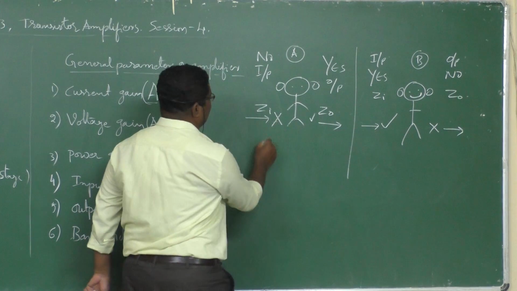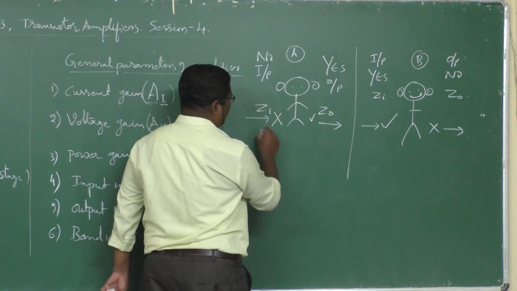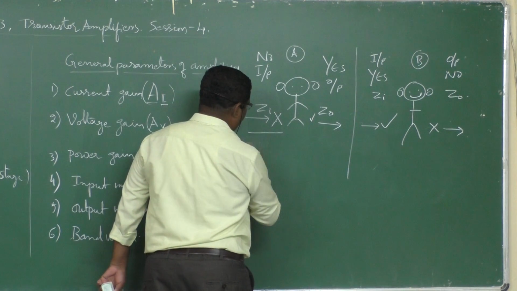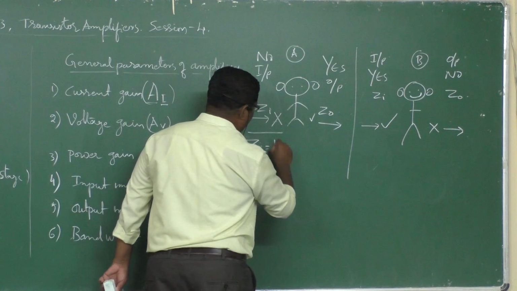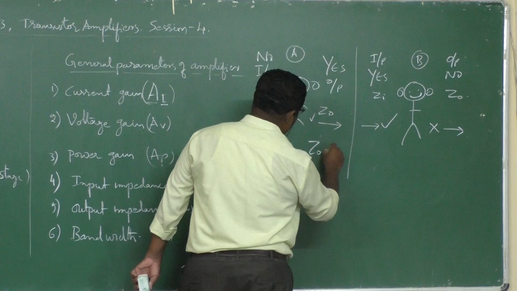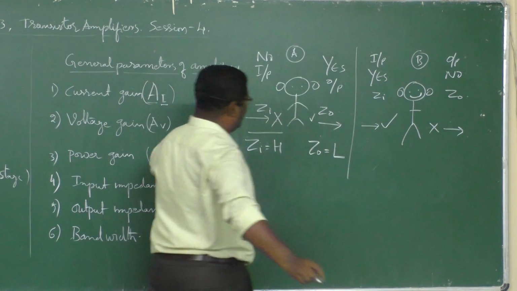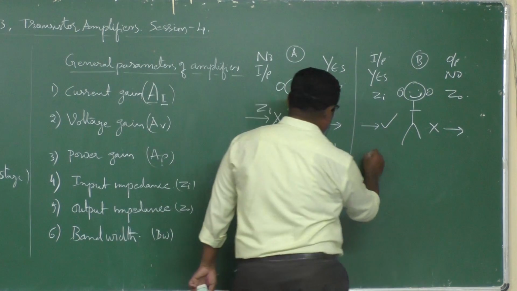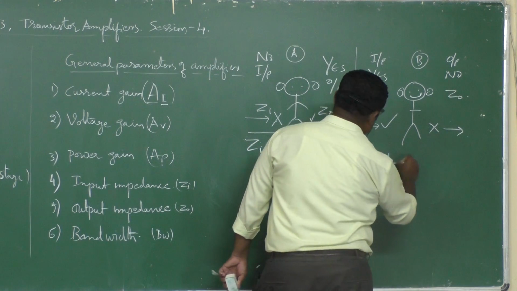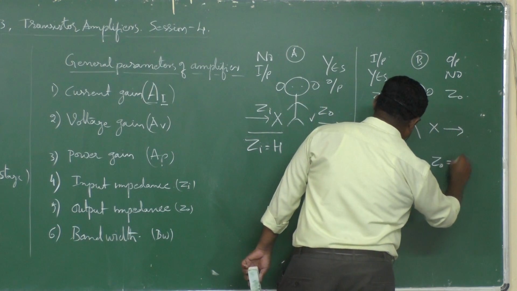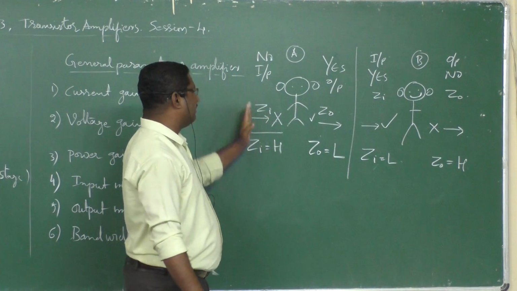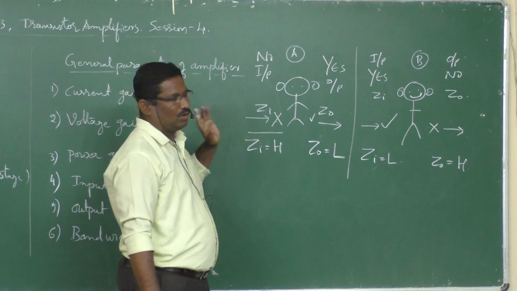So person A and person B we have. This person has high input impedance, Zi is equal to high, and low output impedance, Zo is equal to low. And here also we have a person who has low input impedance, Zi is equal to low, and high output impedance, Zo is equal to high. Like this, if something is coming to him, he says, no, I don't want it.